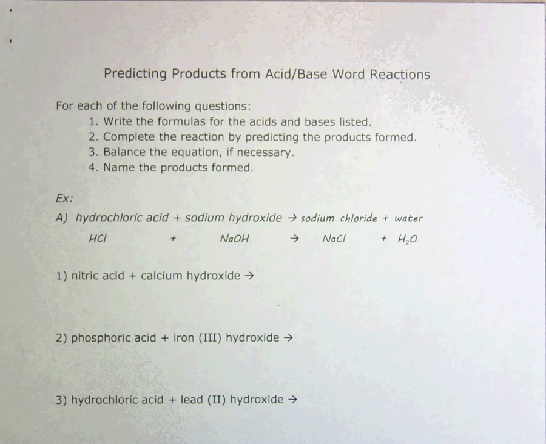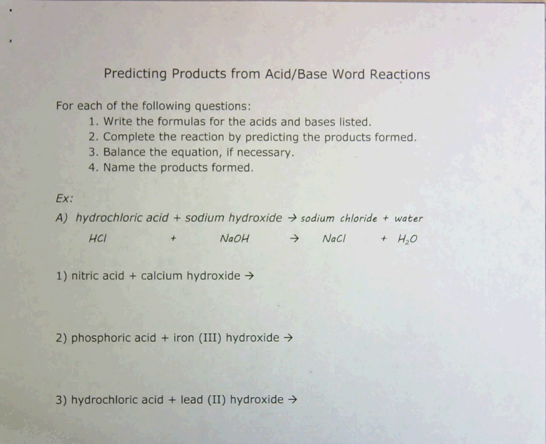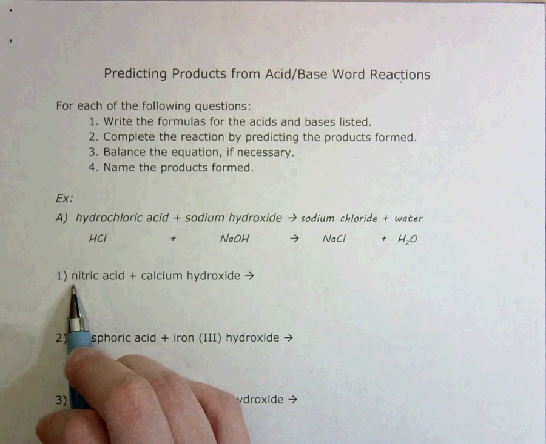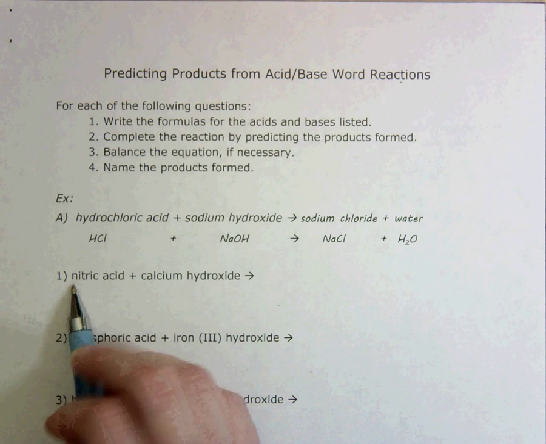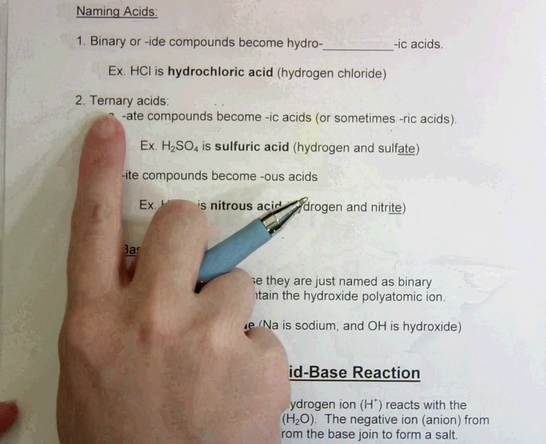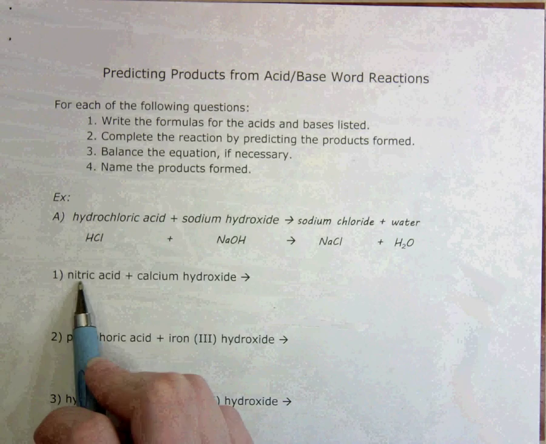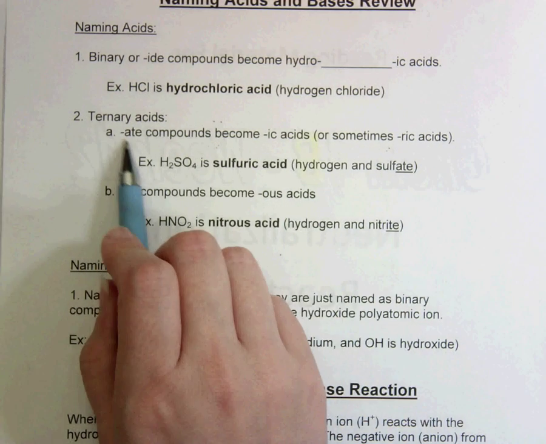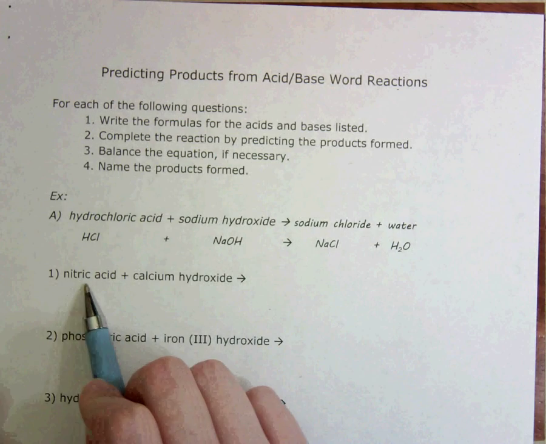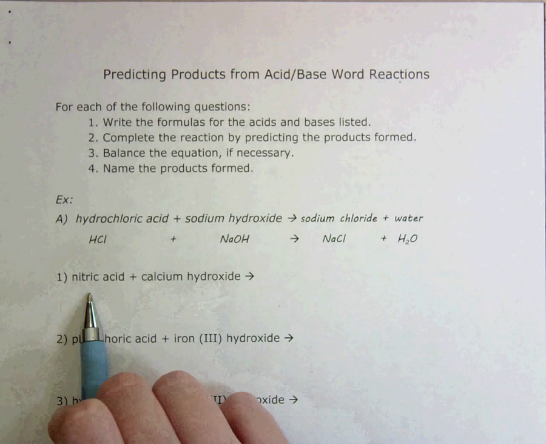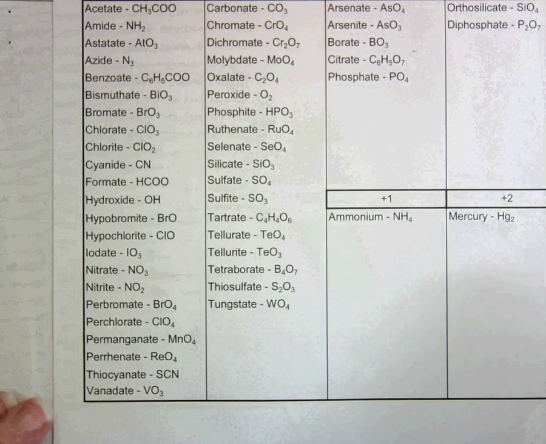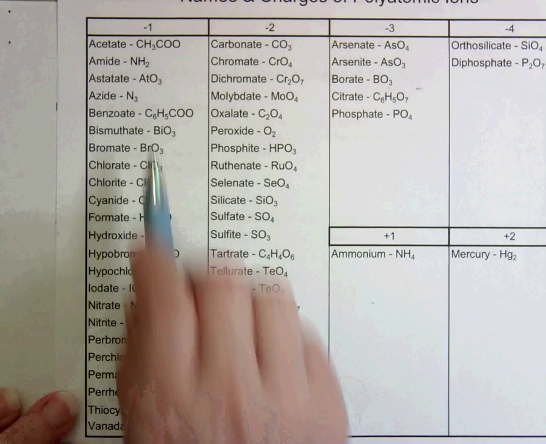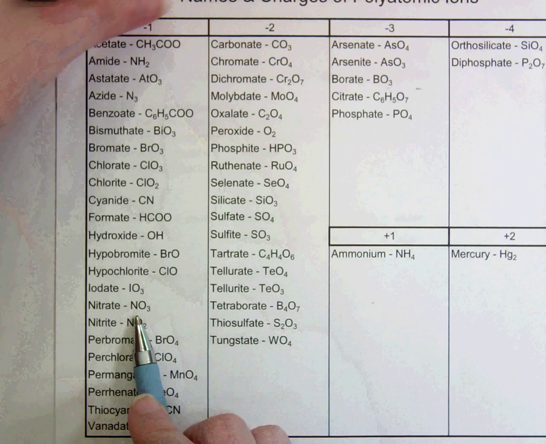So let's do the first one together here so that you get a better idea of how this is going to work. So nitric acid, it doesn't start with hydro, so I know I'm going to use the rules for my ternary acids. And it's nitric acid, and I know ic came from an ate ending. So that means I have nitrate here in my acid. So I find nitrate, which is here on my polyatomic ion chart. It has a -1 charge and it's NO3.